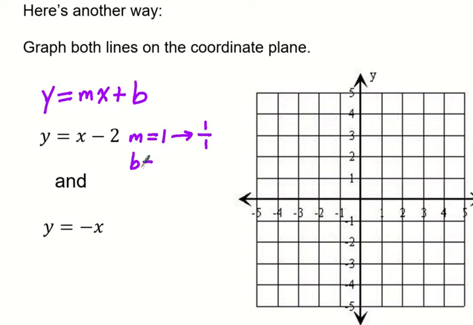And the b would equal negative 2. So we begin with b, the y-intercept, and then we move with m. So my rise of 1, run of 1. So there's my slope, up 1 over 1, up 1 over 1.